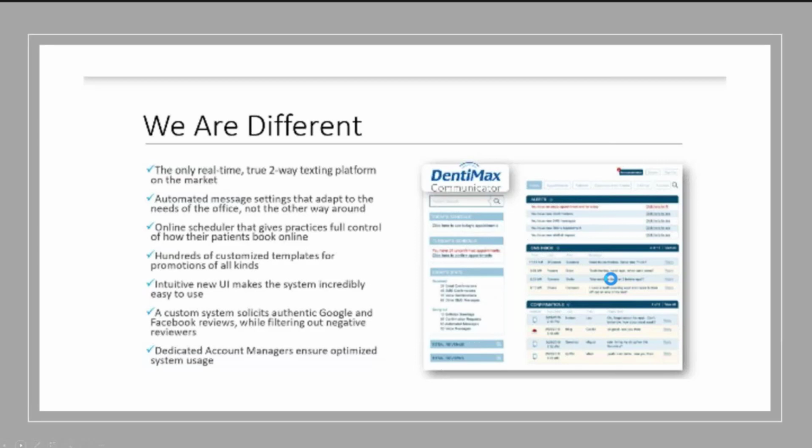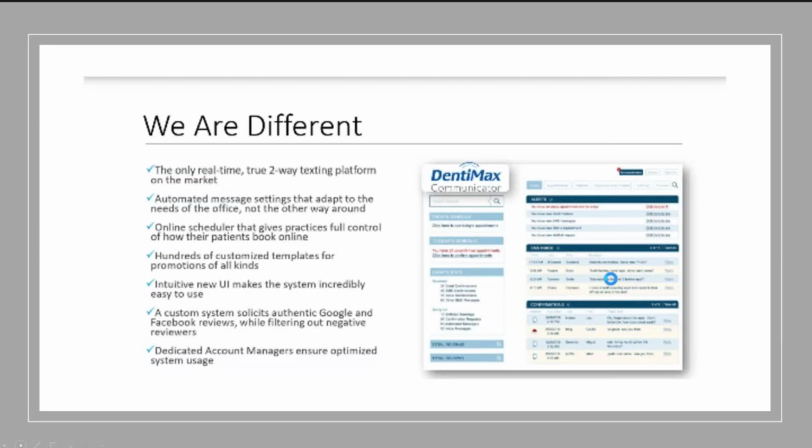It also offers automated message settings that adapt to the needs of the office, not the other way around. So you'll see in one of the next slides coming up that we're able to sequence the events on how you want to remind your patients about their appointments and give them opportunities to confirm. Once again, the online scheduler gives the practice full control over how their patients can book online.